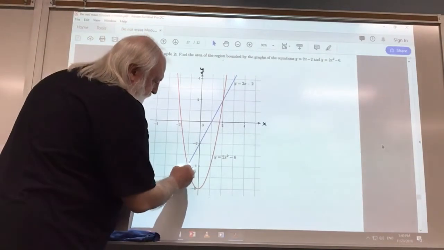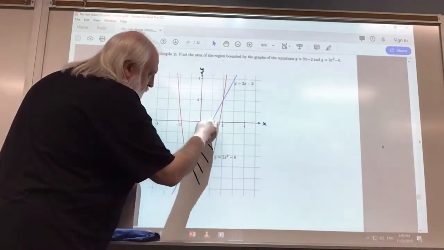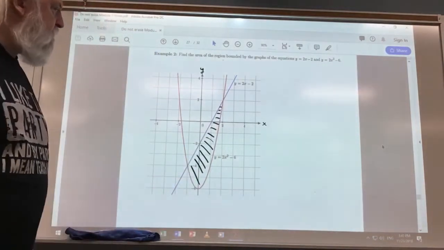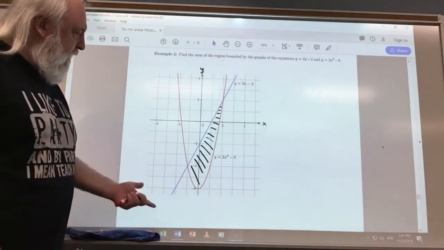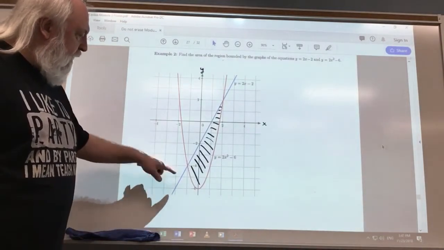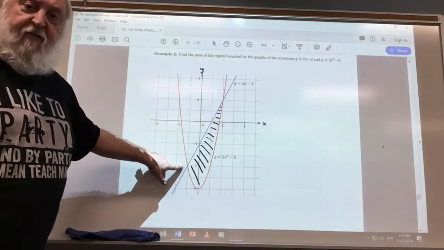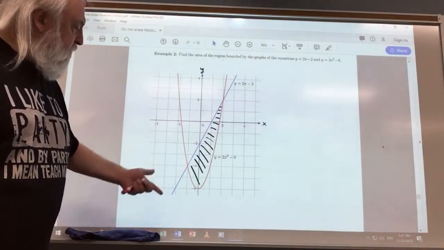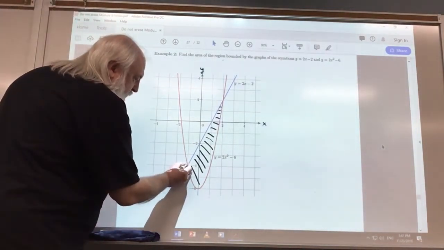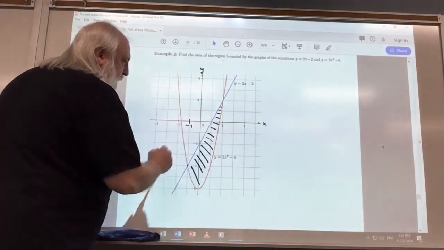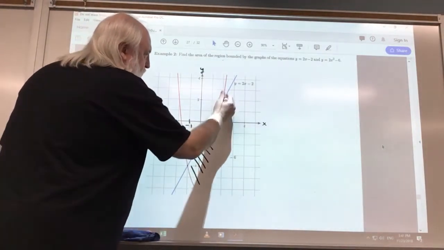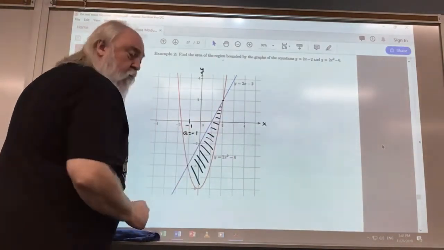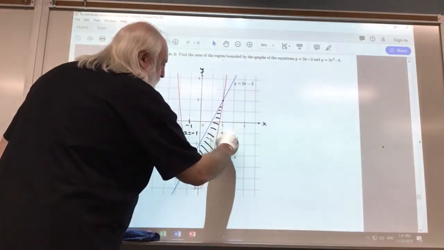And so we're looking at this area right here, shaded in black, between the two functions. To calculate that area, we have to know the two values of x where the functions intersect, where they cross each other. By visual inspection, you can see that they cross here at x equals minus 1, and over here at x equals 2. So a is equal to minus 1 in this case, and b is equal to 2.